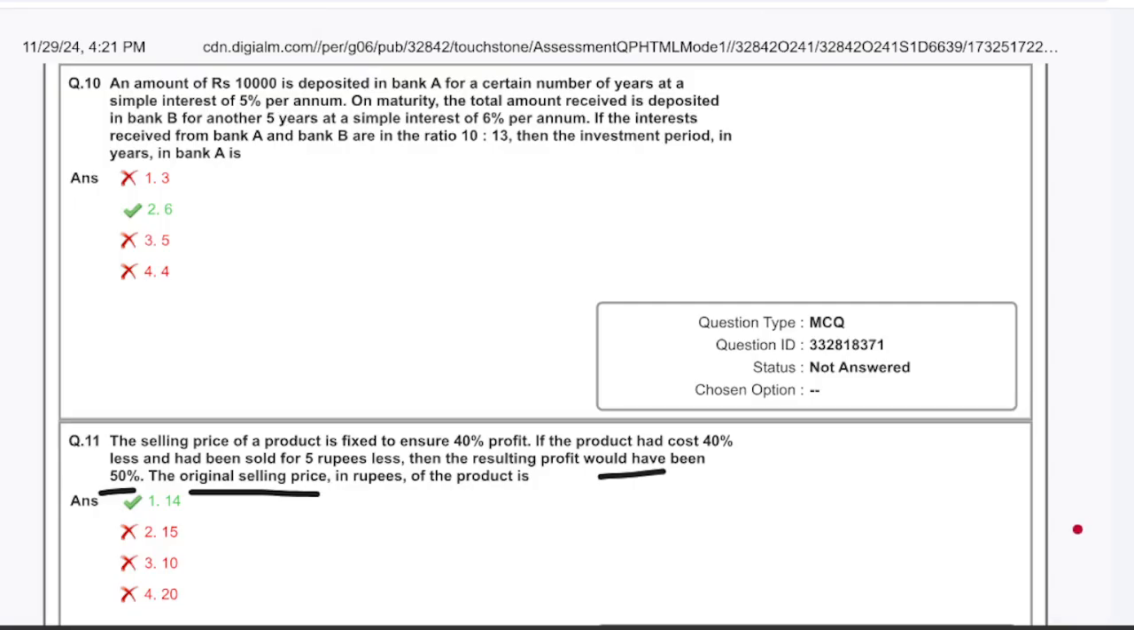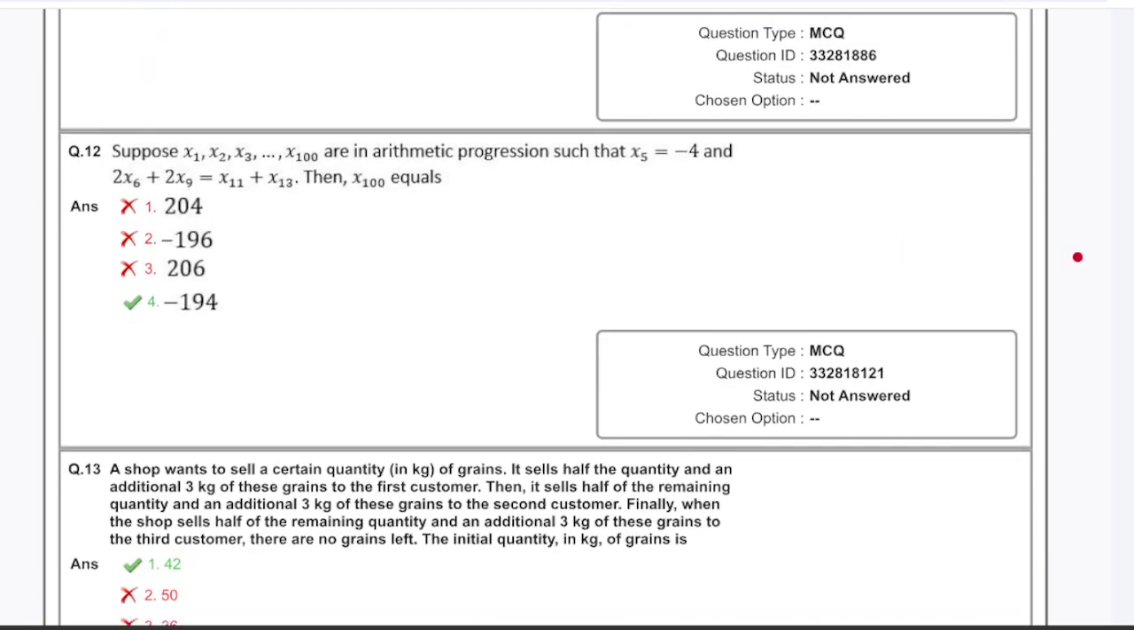Look at the next one, number 12. Suppose x1, x2, x3, up to x100 are an arithmetic progression, AP, meaning there is a common difference in all these terms, such that x5 is minus 4 and twice of x6 plus twice of x9 is x11 plus x13. Then x100 is equal to what?